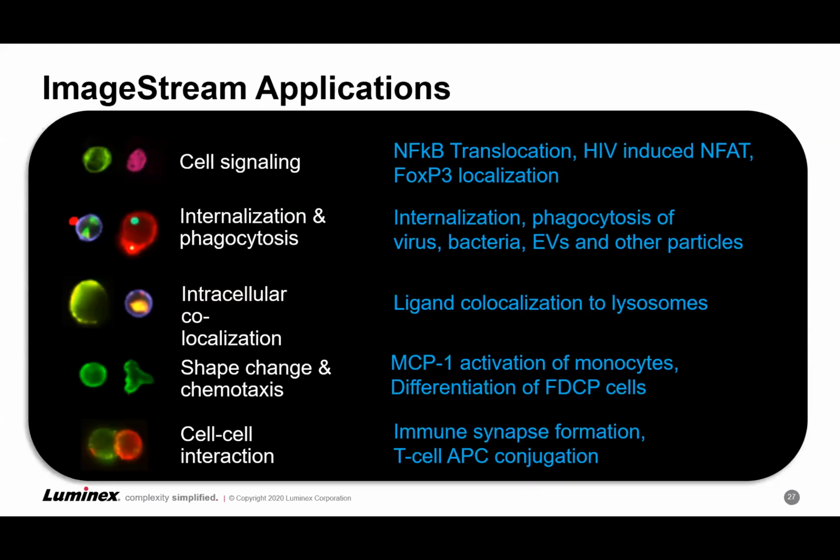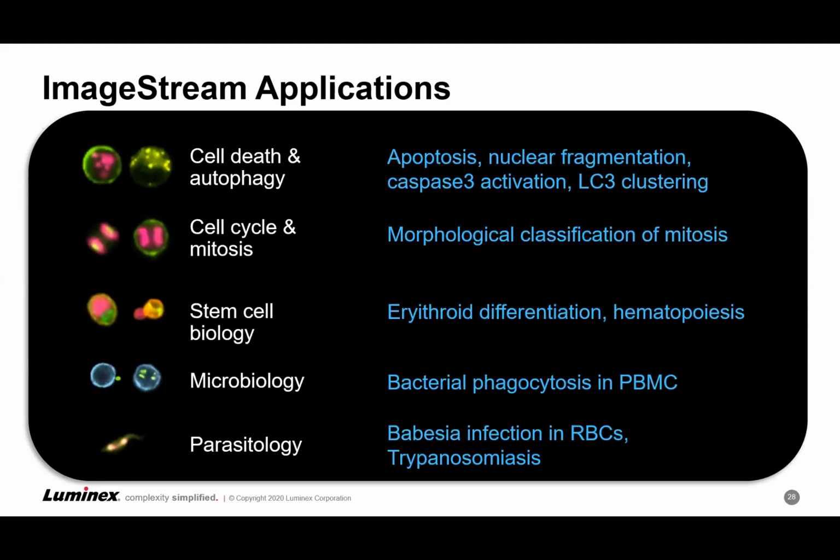So here's a few of the applications possible with Amnis imaging flow cytometry. Cell signaling is a big one for us, so the NF-kappa B translocation application. Also, internalization in phagocytosis. With internalization, we can look at the phagocytosis of viral particles, which has been a fairly hot topic these days, bacteria, extracellular vesicles, and other particles. We can do intracellular colocalization, shape change, cell-cell interaction, and a whole bunch of other applications.